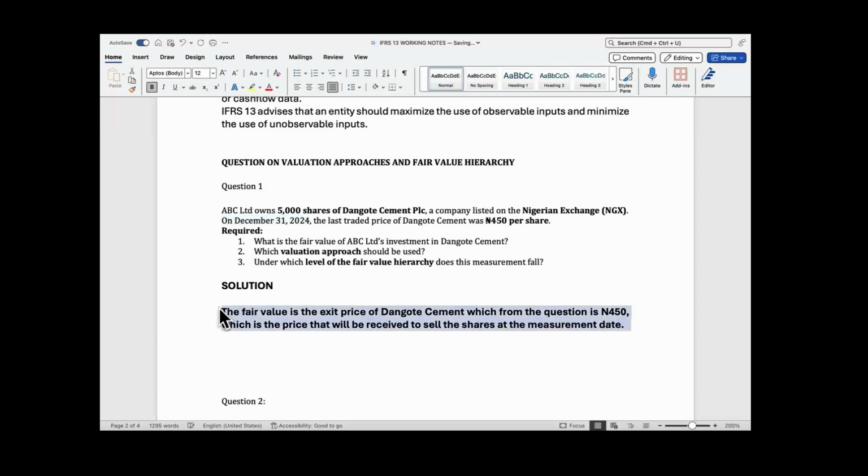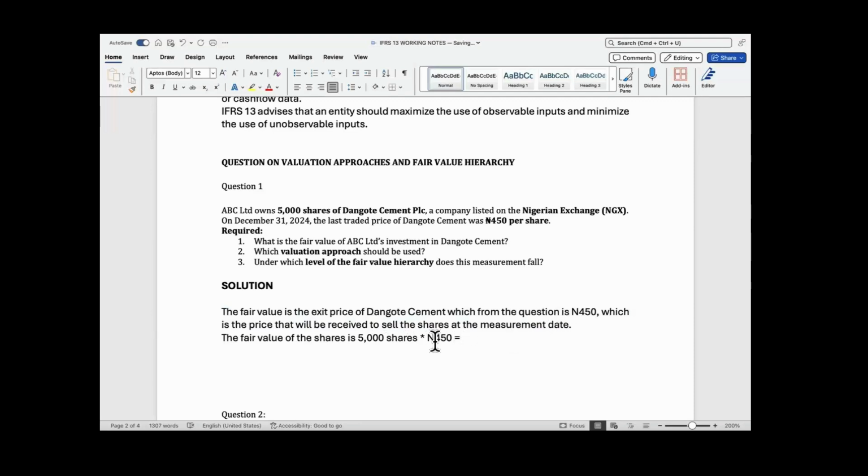And that 450 naira is the fair value. So if I want to capture it, the fair value of the shares is 5,000 shares multiplied by 450 naira. So whatever you get gives you the fair value. Can somebody give us a figure so that we can have it in your working notes on the board?